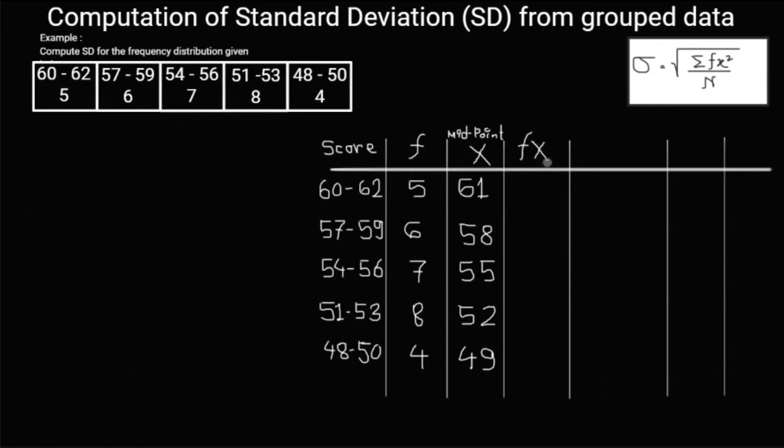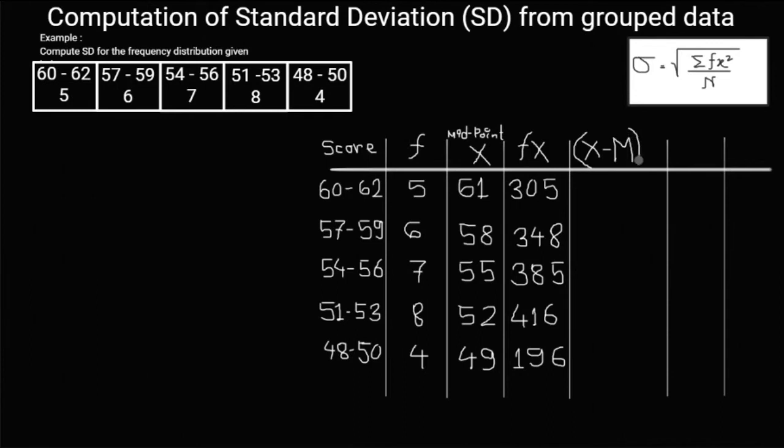Now the next thing we need to do is multiply the frequency and midpoint columns. Then 61 times 5 is 305, 58 times 6 is 348, 55 times 7 is 385, 52 times 8 is 416 and 49 times 4 is 196.